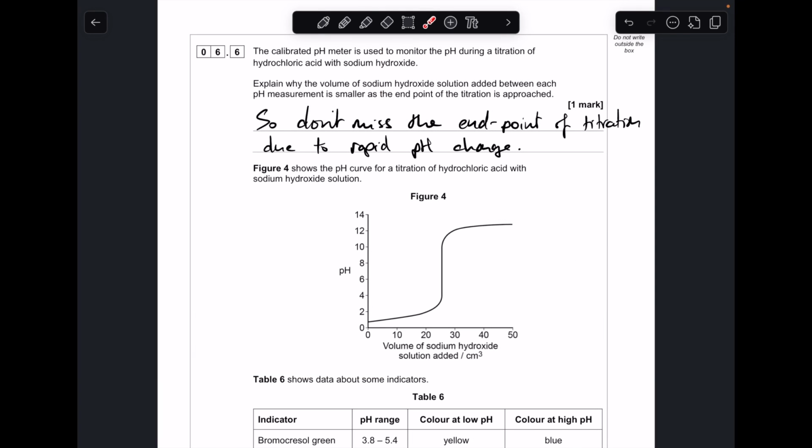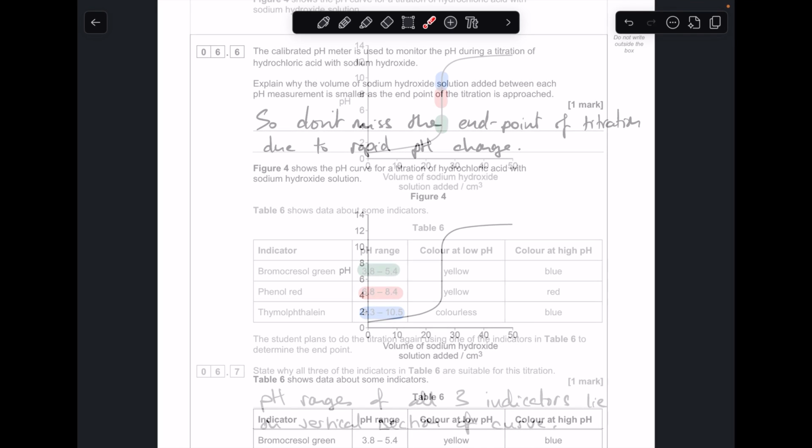Moving on to part 6, basically asking you, when you're doing a titration, why do you slow down whatever you're adding from the burette, sodium hydroxide in this case? Why do you slow down? Well, as you're getting close to the end point of the titration, remember the vertical line is the end point, the pH change is rapid. So if you're not slowing down, you're going to miss the end point of your titration.